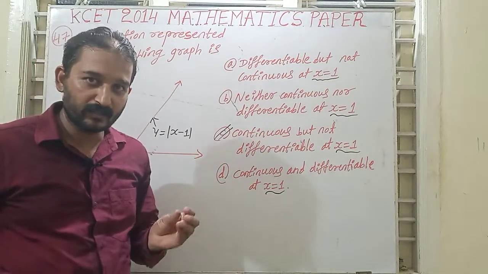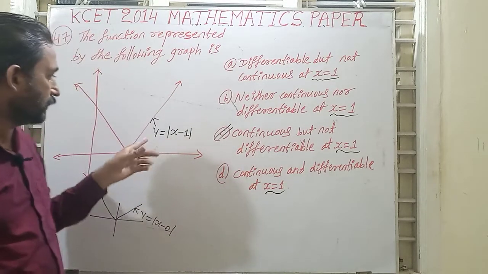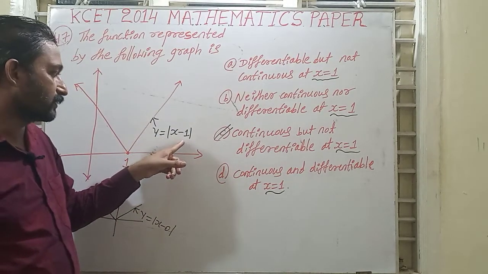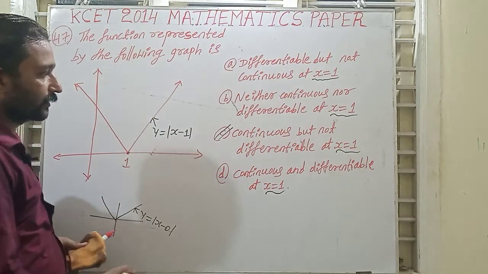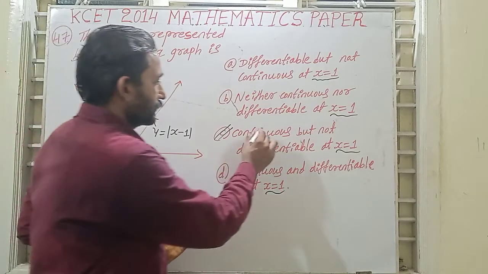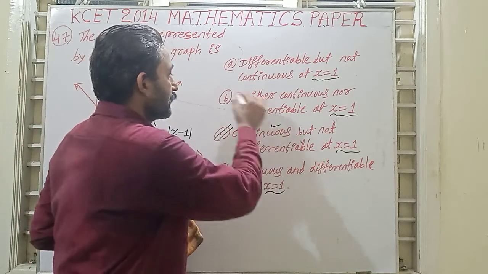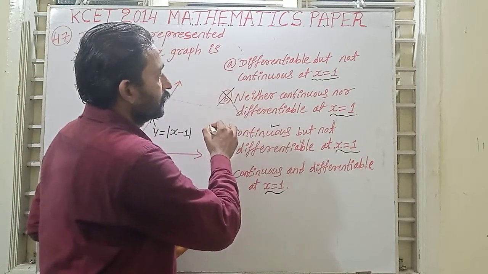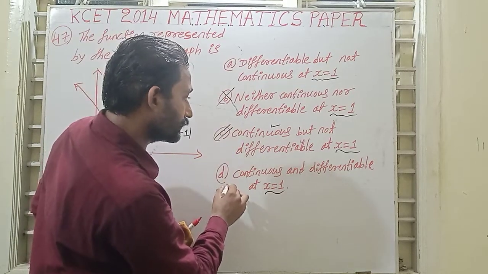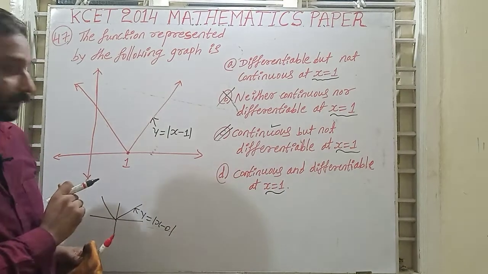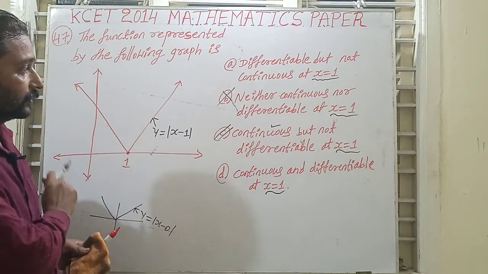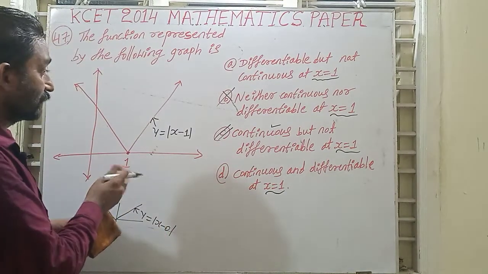Okay, modulus function is everywhere continuous. In this way, y is equal to modulus of x minus 1 is always continuous. It is also continuous at x is equal to 1. So continuous, yes; neither continuous, wrong. Here continuous and differentiable, one option removed. So we know that it is continuous. Okay, so next move on to the differentiability.